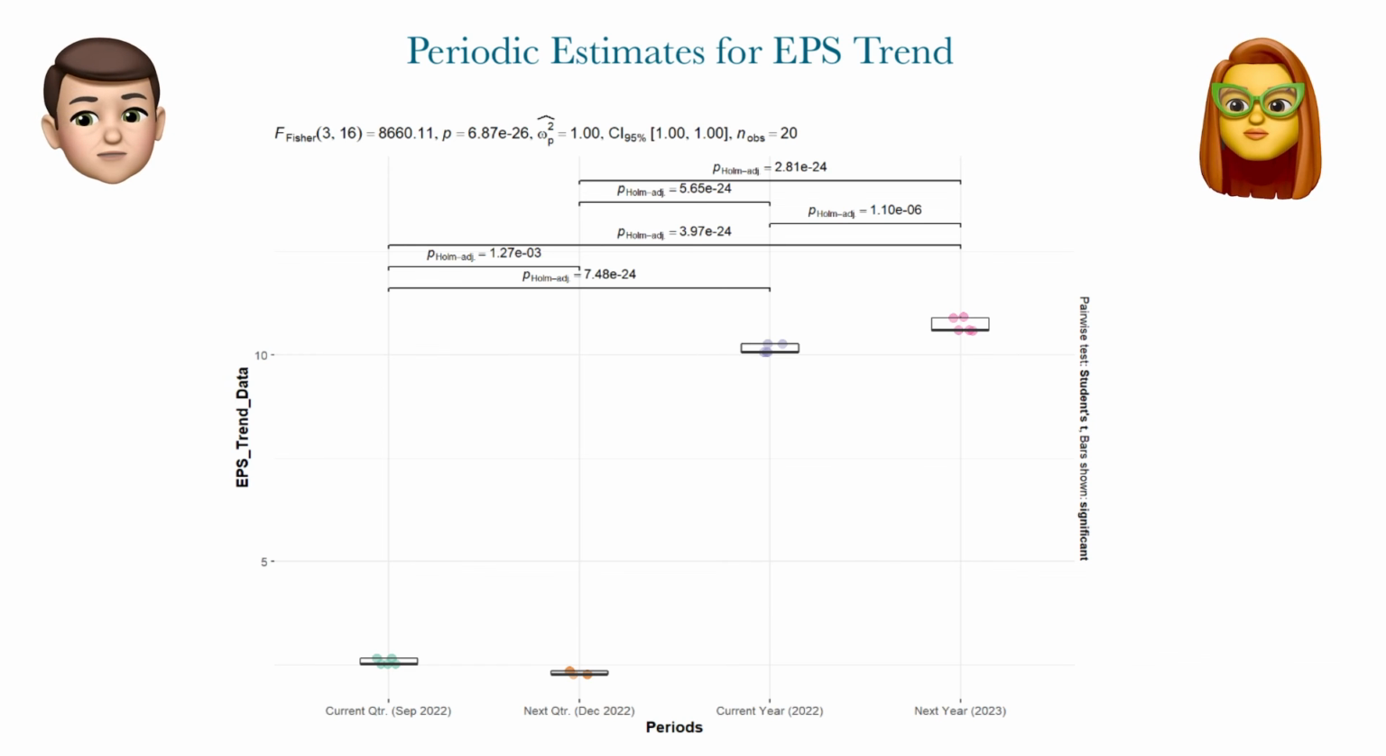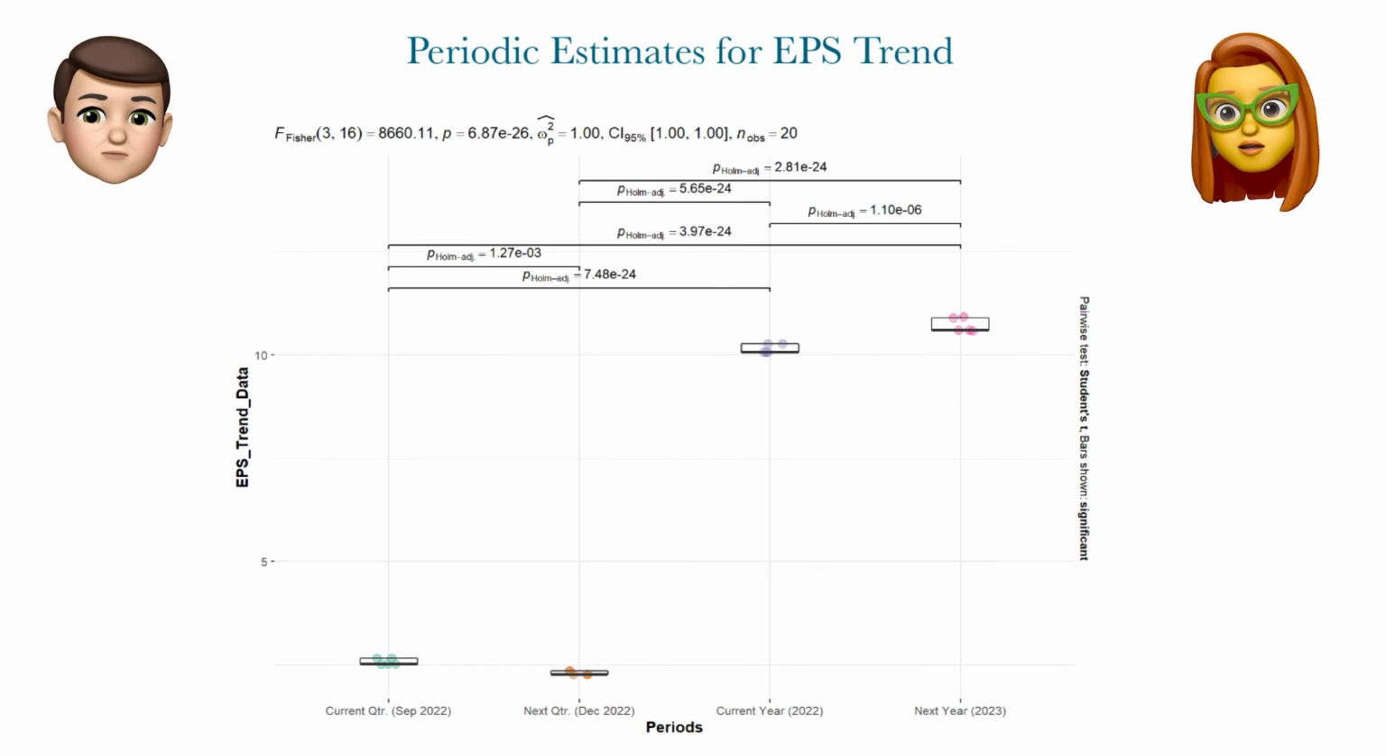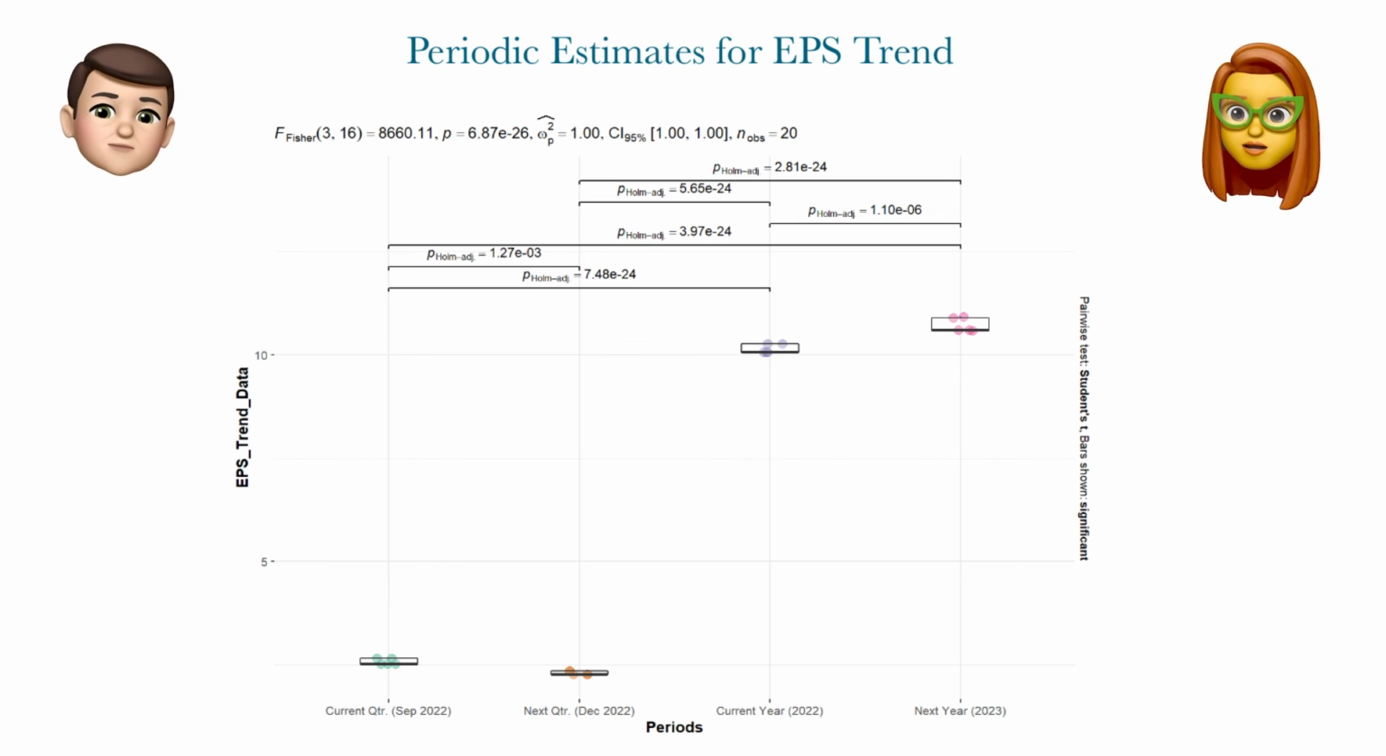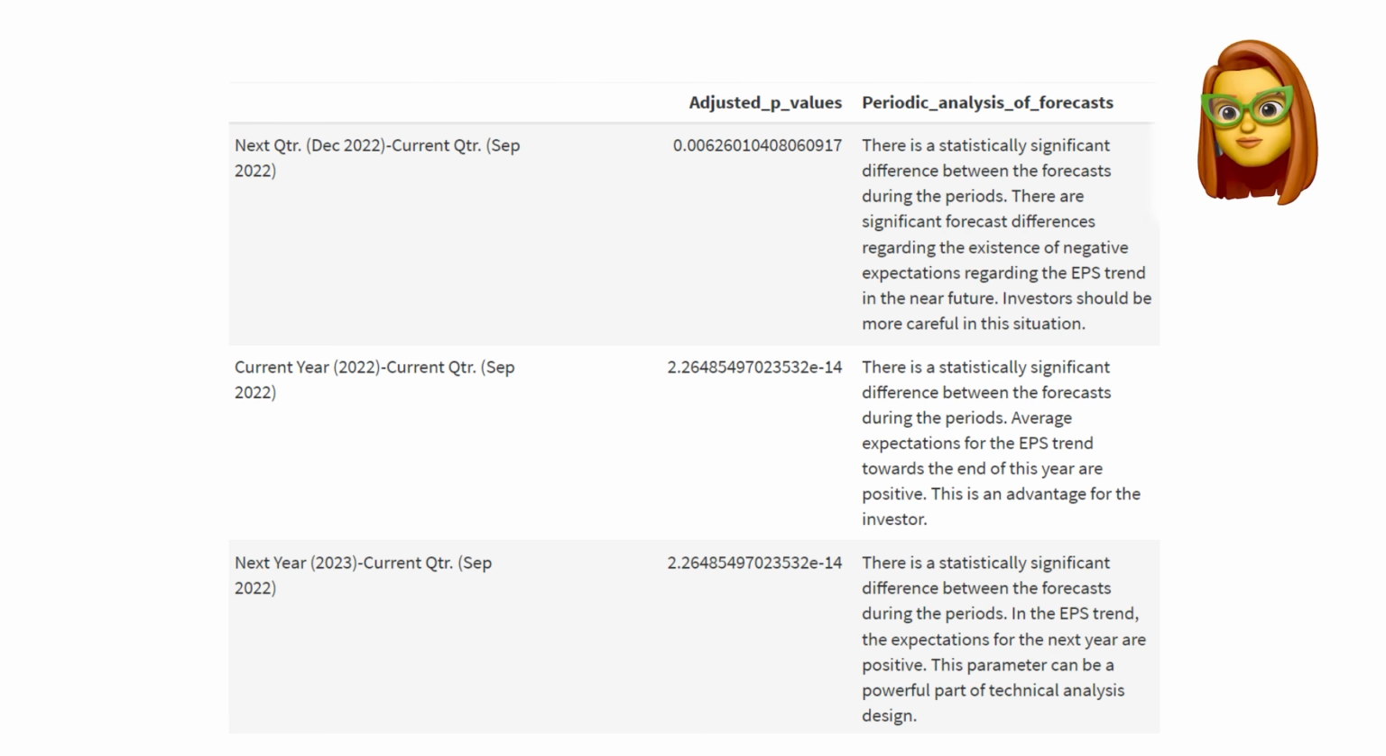I think the comparison expressed in the first line is more important for the investor who follows the near term. Of course, David. Period comparison of forecasts for the EPS trend between periods is directly related to investors' time management. Shorter-term investors wonder about the differences in forecasts between consecutive periods in the near term. Comments on the significant differences between the periods can be examined in the table.